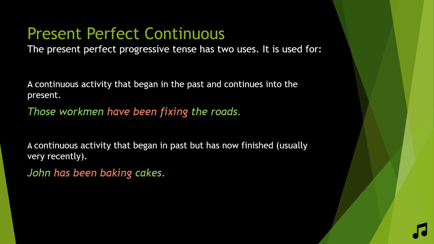The last is present perfect continuous. It is also called present perfect progressive tense and it can be used in 2 ways. First of all, it is a continuous activity that began in the past and continues into the present. For example, those workmen have been fixing the roads. So this activity had already begun in the past and still it is continuing.